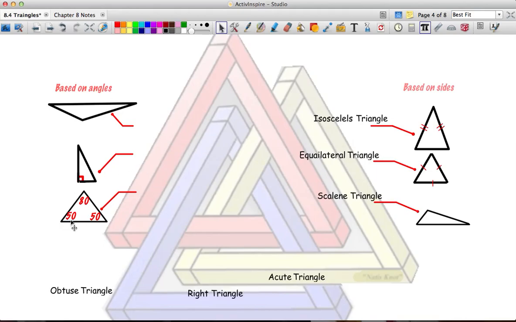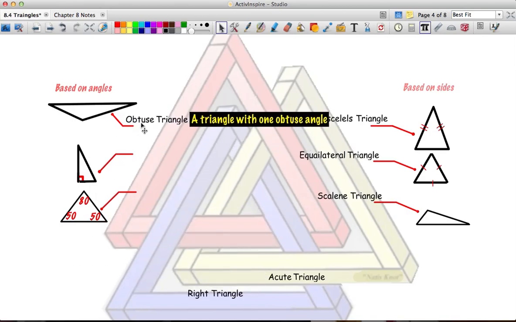So if we look here, 50, 50, 80, none of those are obtuse. If we look here, this has 90 degrees here, so neither of these can be obtuse. And if we look at this triangle, it has a nice big obtuse angle right there, so we know that that is an obtuse triangle.